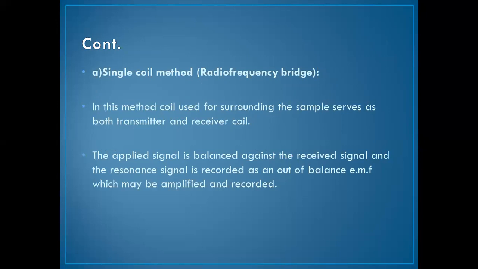The single coil method is also known as the radio frequency bridge. In this method, the coil surrounding the sample serves as both transmitter and receiver coil. The applied signal is balanced against the received signal and the resonance signal is recorded as an out of balance EMF, which may be amplified and recorded.